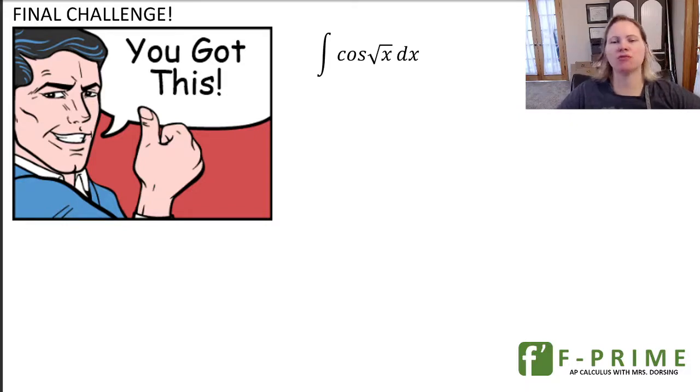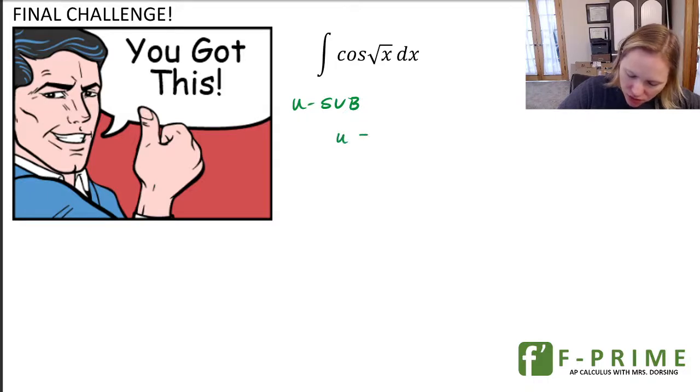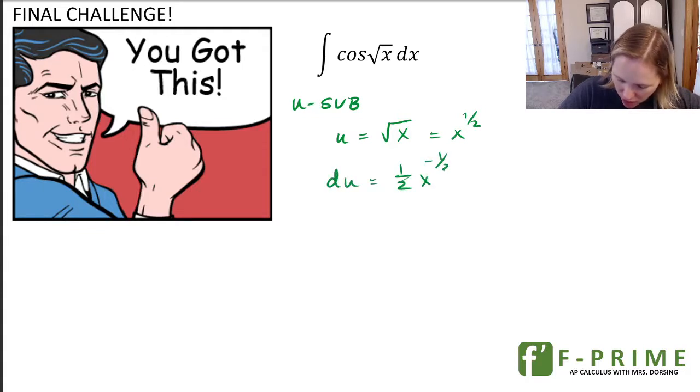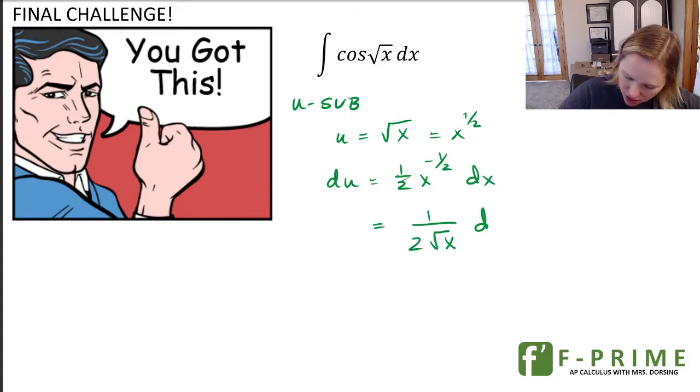So we're going to start with u sub. Remember, that's always what we start with. So I have cosine of some stuff. So with u sub, I'm going to let u be that square root of x, or x to the 1/2 power, which means du is going to be 1/2 x to the negative 1/2 power dx. Now, it may not look like we can do anything with this yet, but let's just keep going with this and see what happens. So if du is this 1/2, I'm going to rewrite it like this, 1 over 2 square root of x dx.